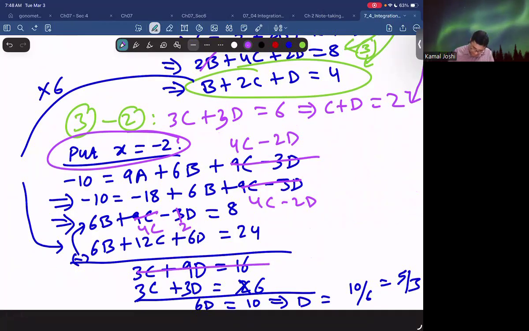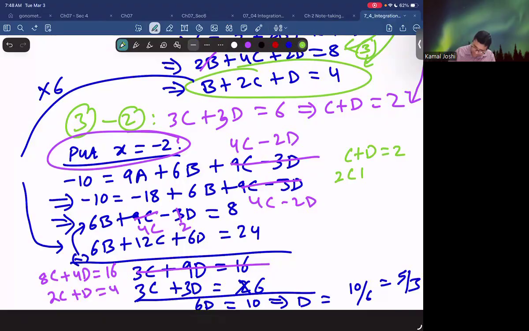Okay, the equation here would be 8c plus 6 minus 2 is 4d equals 16. Okay, divide by 4, 2c plus d equals 4. All right, so I'm going to write in a different color now. c plus d is 2 and 2c plus d is 4. Okay, now when you subtract, you get c equals 2. That means d is 0.